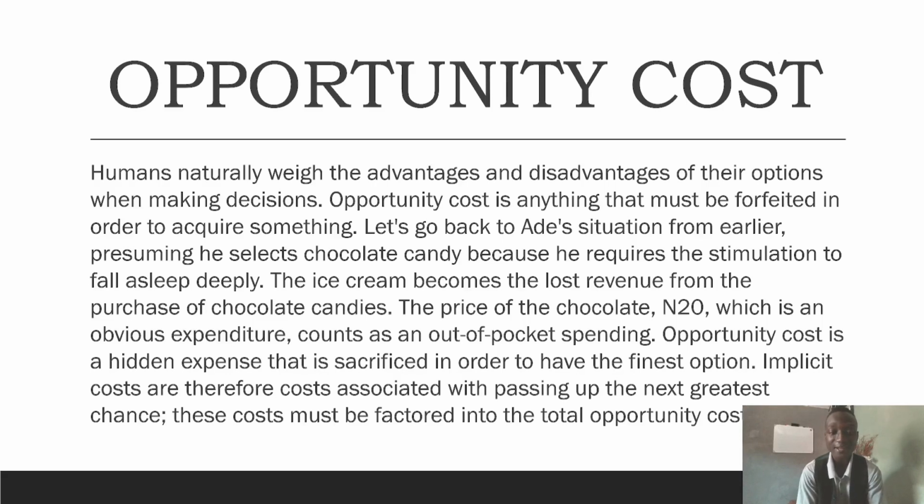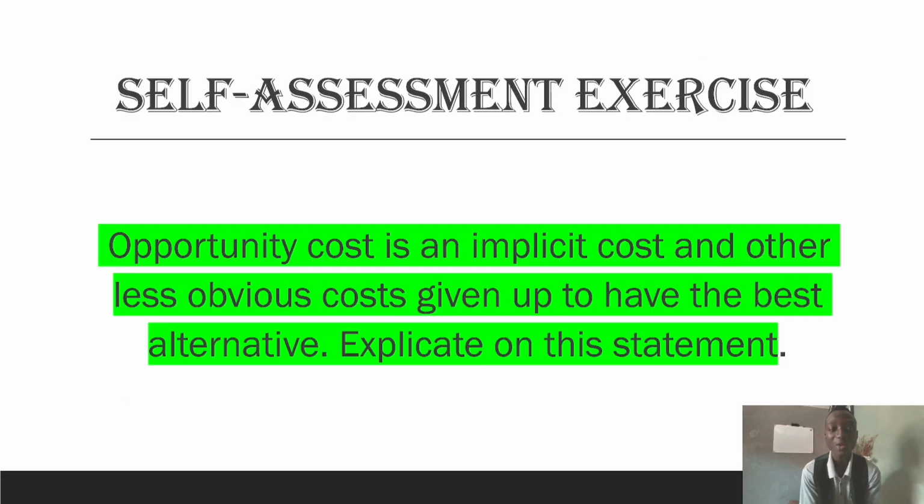Implicit costs are therefore costs associated with passing up the next greatest chance. This cost must be factored into the total opportunity cost. Let's take that again. Implicit costs are costs that come with opportunity costs. They are costs associated with passing up the next greatest chance. Passing up the next greatest chance, in a sense that both chances are great, but you have to pass up one in order to get another, and this cost is being factored into opportunity cost. With this being said, let's move into the next slide.